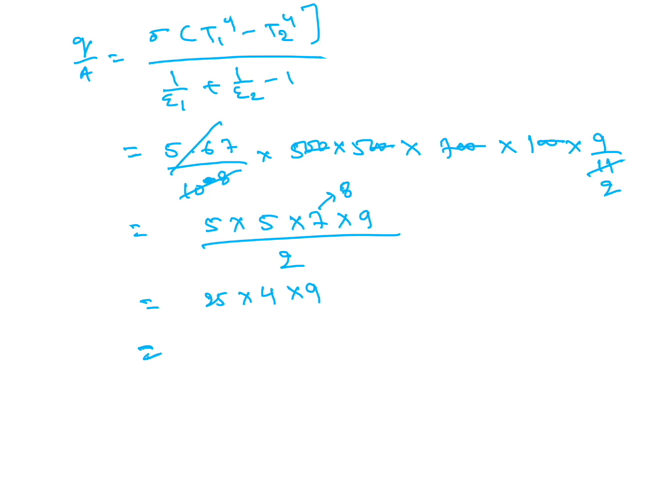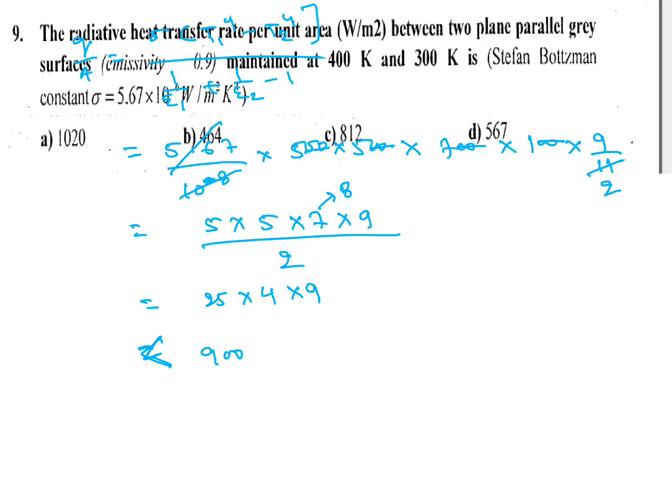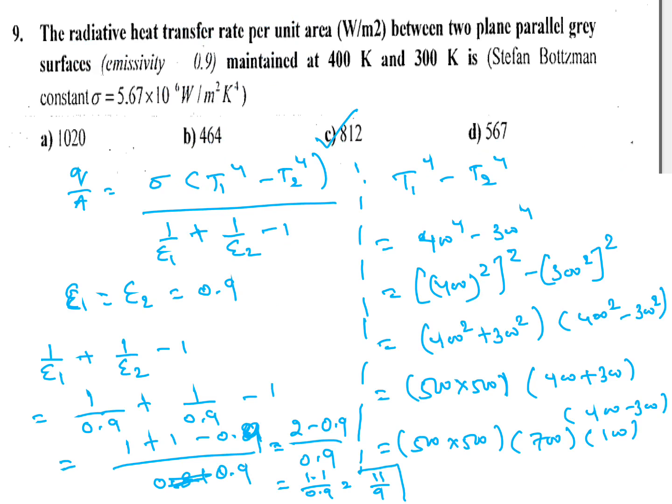So it should be less than 900. From the options we'll check. From options, less than 900, C. So heat transfer rate for unit area is in watt per meter square, so no need to change. 8112 watt per meter square. C is the answer.